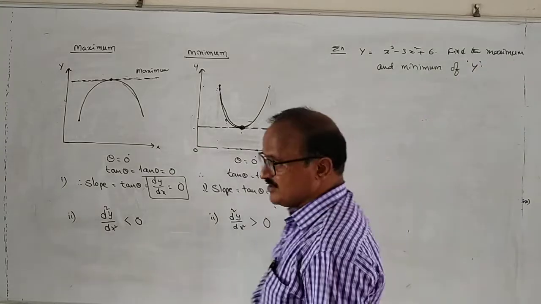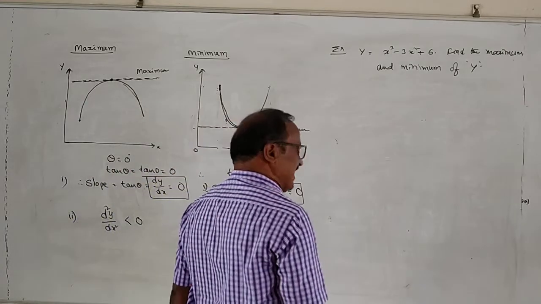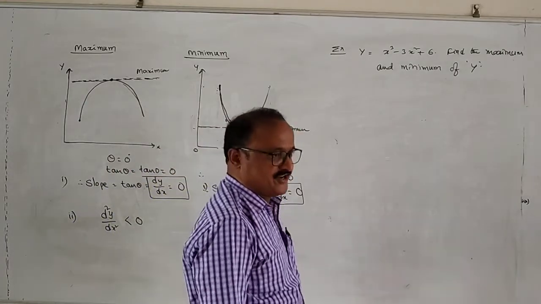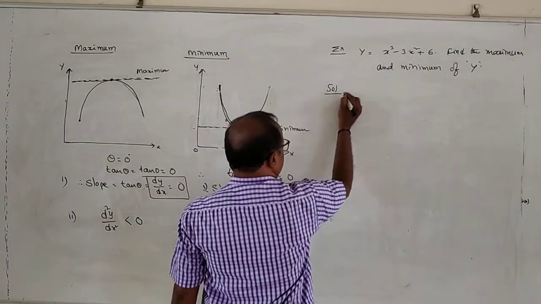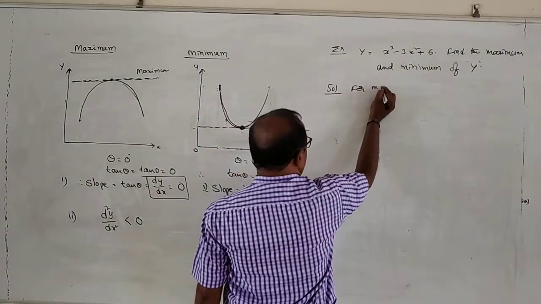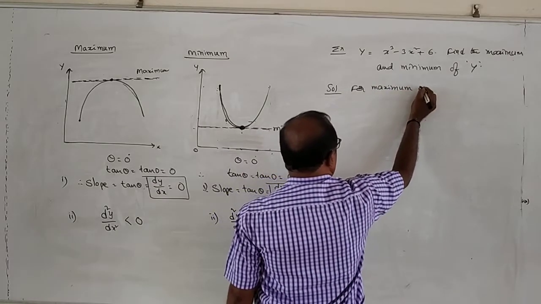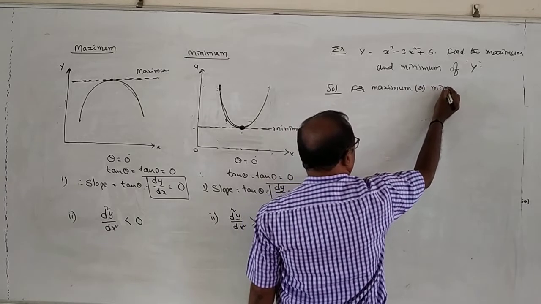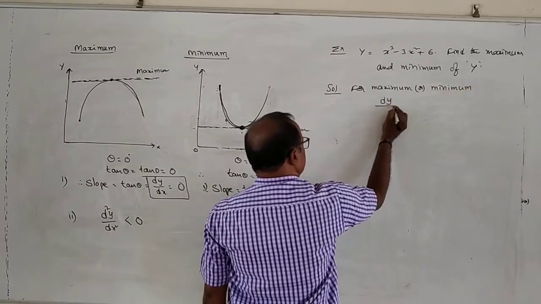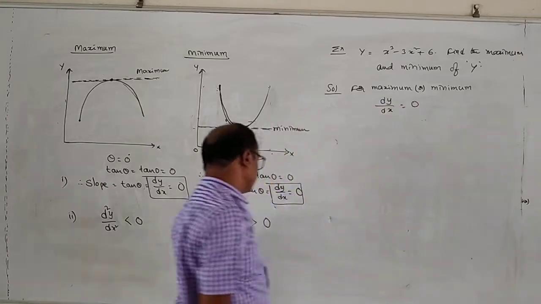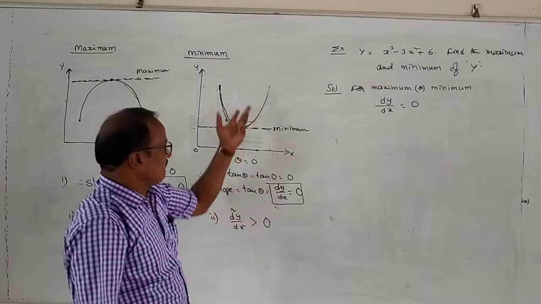Find the maximum value and minimum value of y. First, to find the maxima or minima, what is the condition? dy by dx is equal to 0. See here, for maximum or minimum, dy by dx is equal to 0.